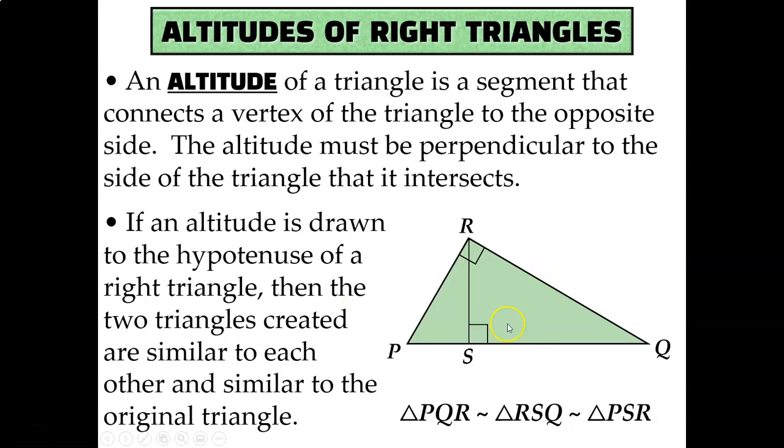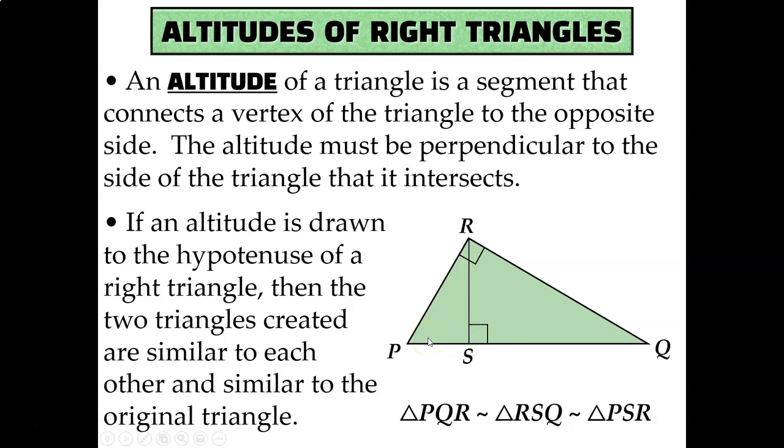So in the diagram we see here, segment RS is an altitude of triangle PQR because it connects vertex R to side PQ so that RS is perpendicular to PQ. When we draw this segment, it creates three similar triangles. The original full triangle is similar to this medium-sized triangle, which is also similar to this little baby triangle.